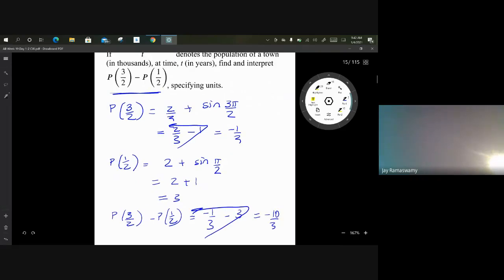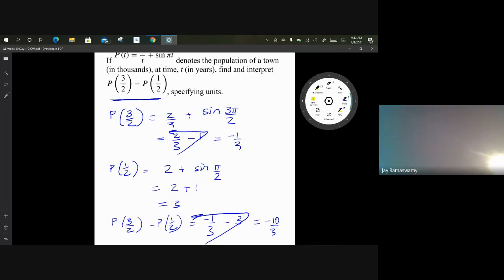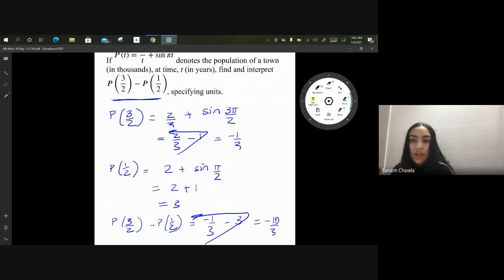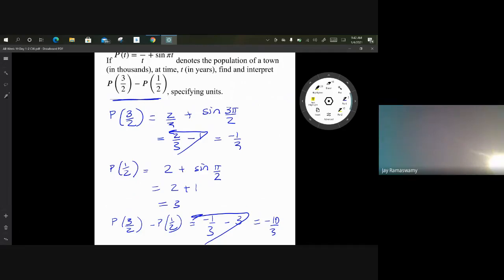Okay. Now the question also says, and interpret your result. So look at the left-hand side. It says P of 3/2 minus P of 1/2. I'll give you 3 options. Choose wisely. Is that the average of P of t? Is that the average rate of change of P of t? Or is that just the net change in P of t? The net change. Remember, there are formulas you have to memorize.